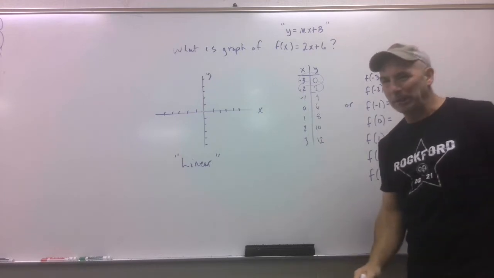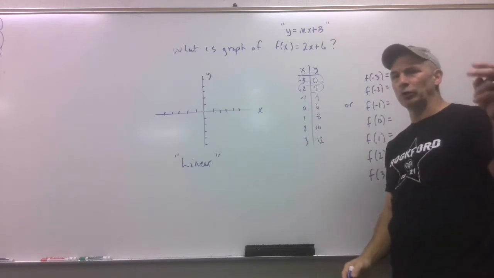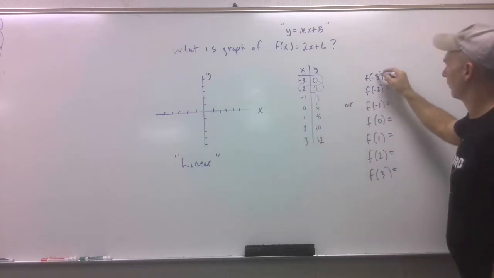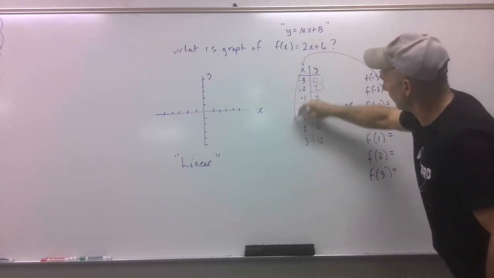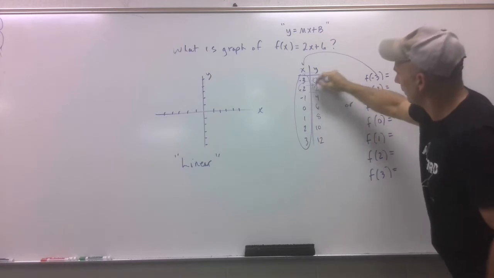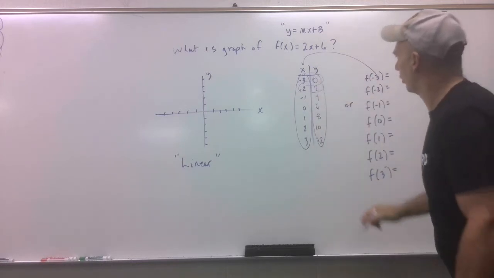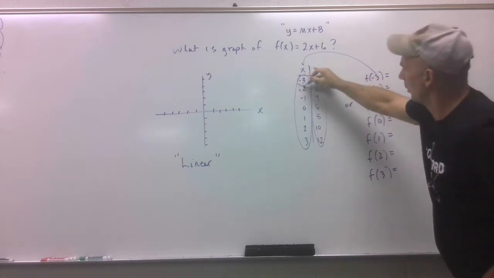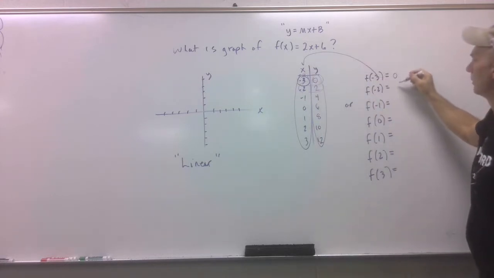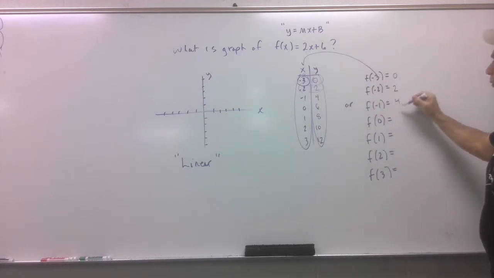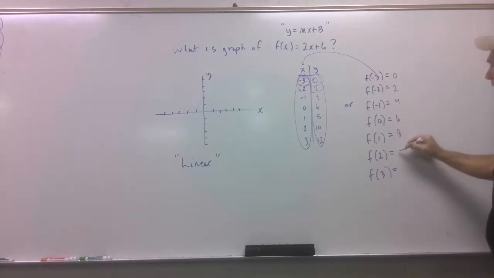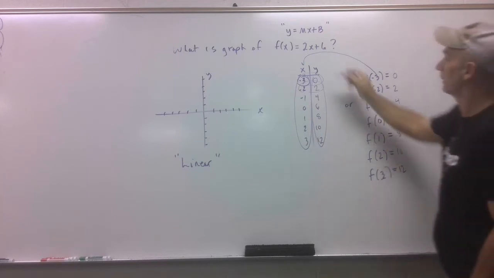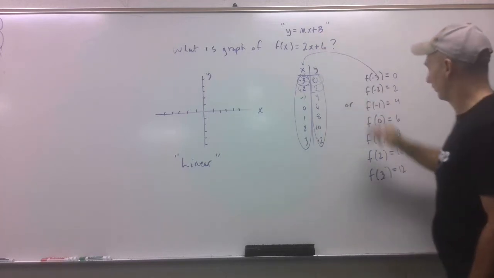Now, how many points do you really need? Well, you only need 2. But let's talk about this. This is a different way of saying this. Now remember, this is my input. This is my output. So this is just saying plug in f of -3. That's just what we did over here. So this will be 0. This will be 2. This will be 4. This will be 6, 8, 10, 12. So if I plug in x is 3, 3 times 2 is 6, 6 plus 6 is 12.